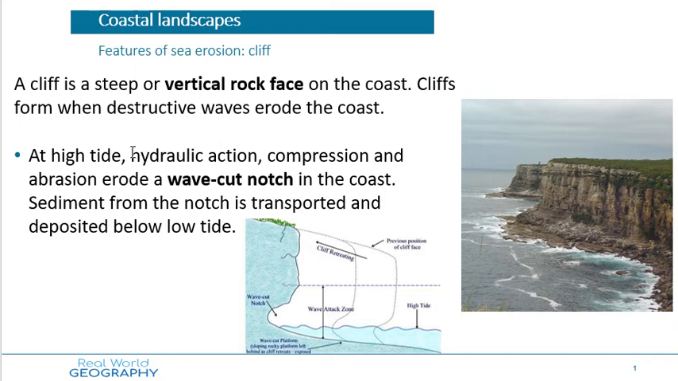Now, guys, it's really important for the processes. So the processes involved in forming a sea cliff: hydraulic action, compression, and abrasion. You must define what each of those are. Okay, so don't just list them off. Also give a definition, i.e. hydraulic action, the force of water pounding against the cliff face. Okay, define all three of those for maximum marks.